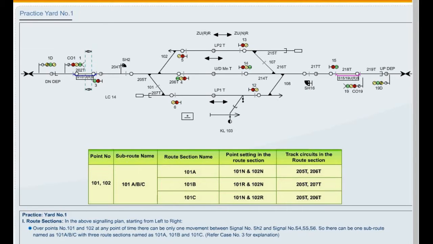Over points number 101 and 102, at any point of time, there can only be one movement between signal numbers SH2 and signal numbers S4, S5, S6. So, there can be one subroute named 101 A by B by C with three route sections named 101 A, 101 B and 101 C. Click on case number 3 for explanation.